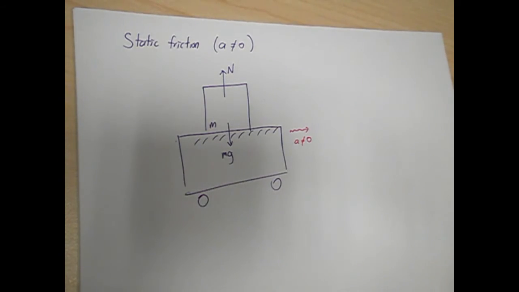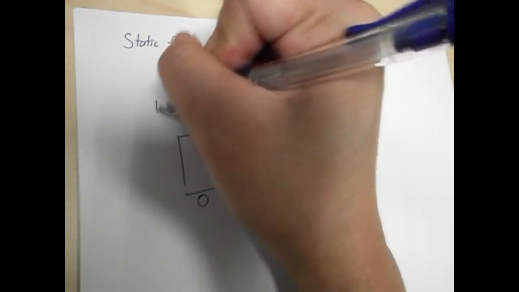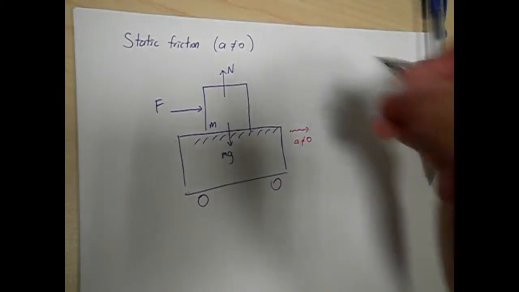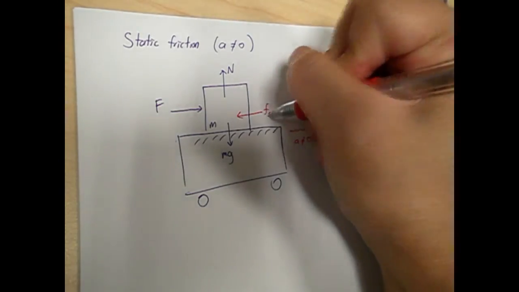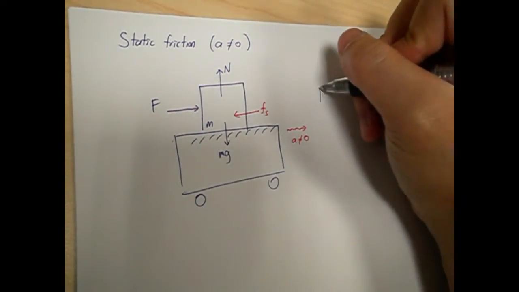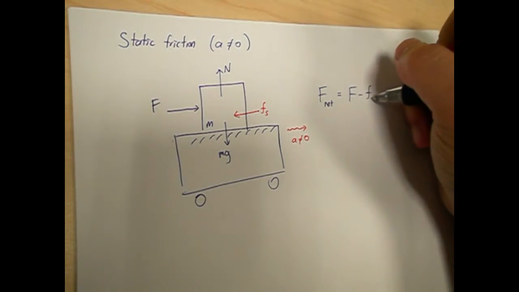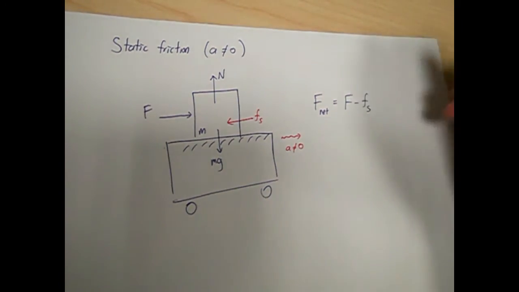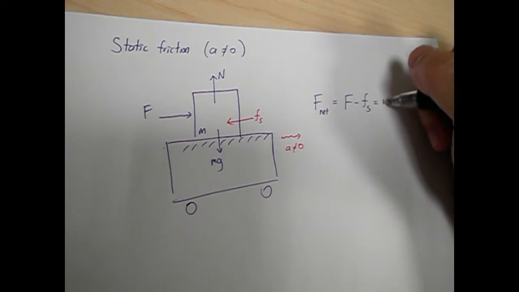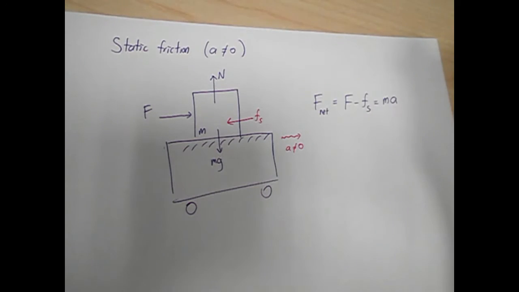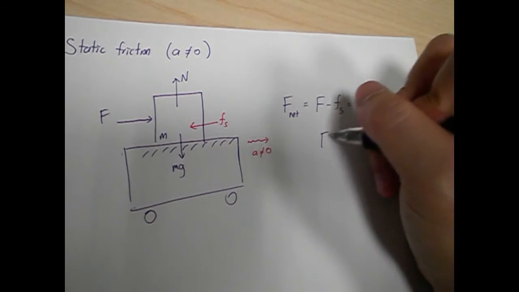And if some external force F is exerted on the box, the static friction will attempt to counter this with a force Fs. So in the horizontal direction, the net force is still F net equals F minus Fs. But now this equation is not zero. We have to remember Newton's laws. F net is equal to mass times acceleration, and the acceleration is not zero here. Solving this for F, we get Fs plus ma.